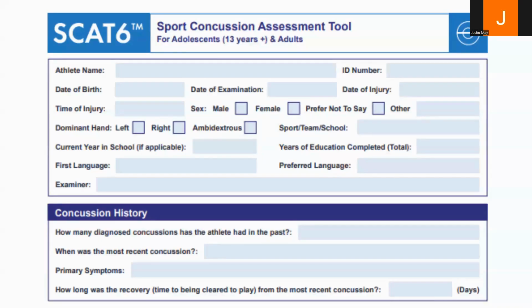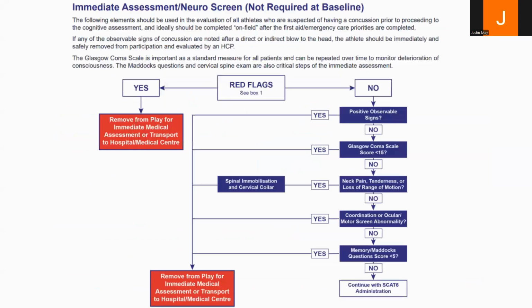the examiner is. We're then going to address if they've had concussions, and if they've had concussions, how many have they had in the past, when was the most recent, their primary symptoms with those concussions, and how long that recovery time was.